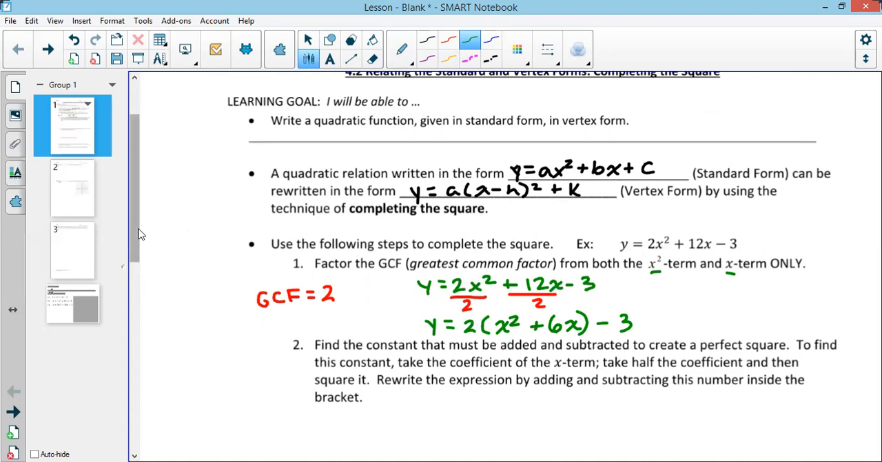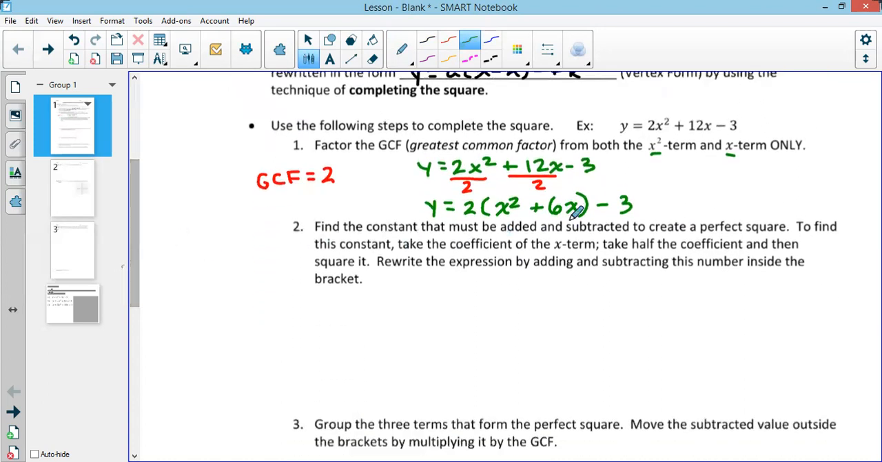Okay, so our next step is that we must find the constant that must be added and subtracted to create a perfect square. So to find this, we have 2 steps. We're going to take the coefficient of the x term, take half of that coefficient, and then square it. So I'm going to show you exactly how we do that. We're just going to rewrite our equation over here: y equals 2x squared plus 6x minus 3.